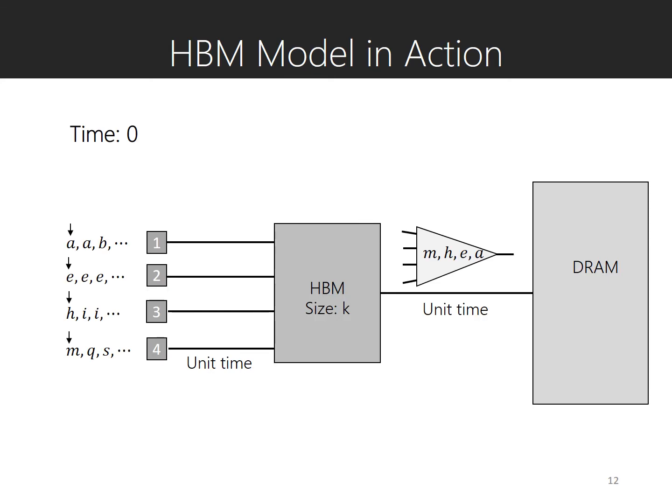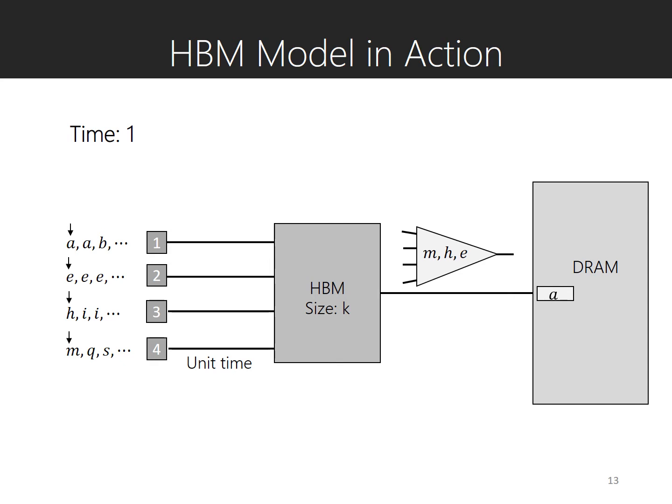So let's see how the HBM model works through an example. In this figure, there are 4 cores, namely 1, 2, 3, 4, and each core has its own request sequence. The HBM has size K and DRAM has no space limitation. And this funnel here represents how the arbitration policy is implemented. Here we are using first come first serve as the arbitration policy. At time 0, core 1 needs to be served by page A, core 2 needs to be served by page E, core 3 and core 4 by their own pages. Basically, the arrow here represents which page needs to be served at that time step.